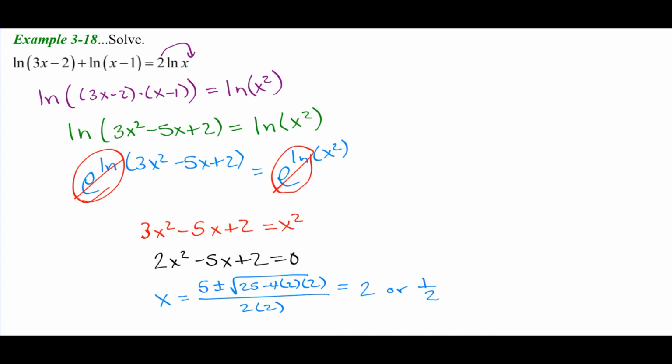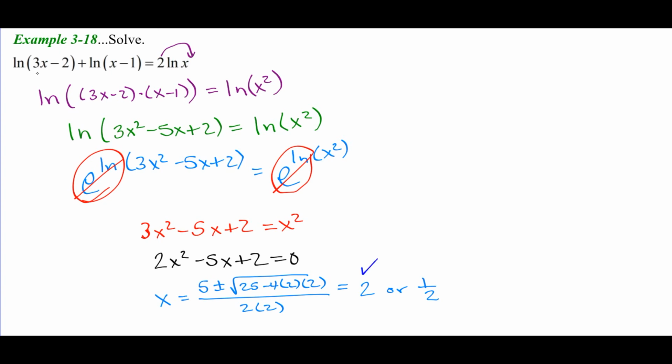Remember, it's important to check and make sure none of these values will make our arguments negative or 0. So going back to my equation here, if I plug 2 into 3x minus 2, I'm going to get 6 minus 2, which is 4. If I plug 2 into the second argument, 2 minus 1 is 1. And over here, I would just get 2. So 2 seems to be okay.